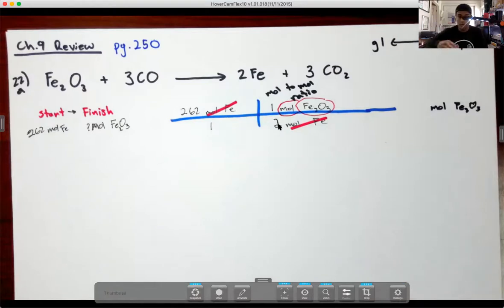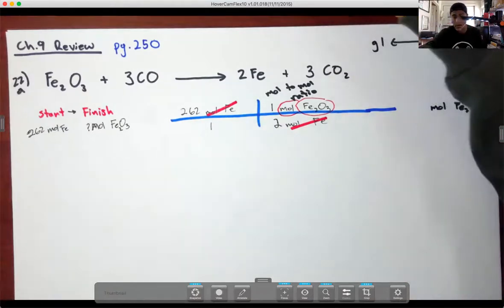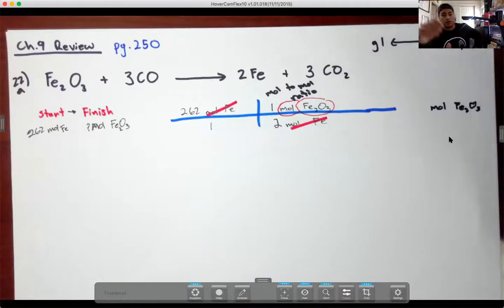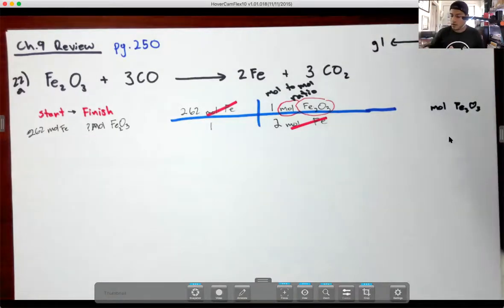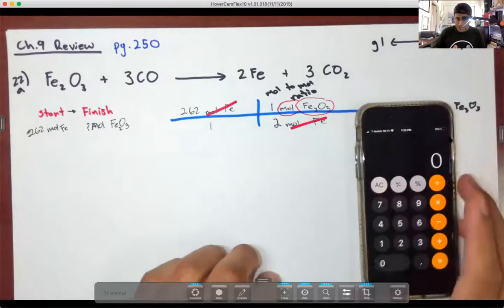So I need you guys to give me a second because I don't have my calculator. I'm just gonna go ahead and use my phone for this problem at least. And then I'll go get my calculator and we can work it out. So let me just put my phone on here.